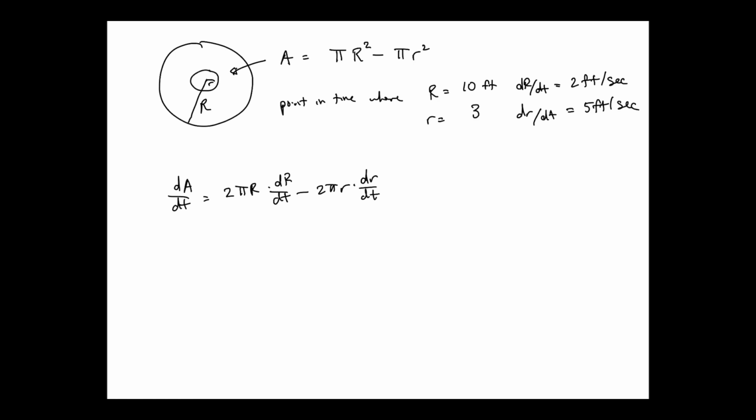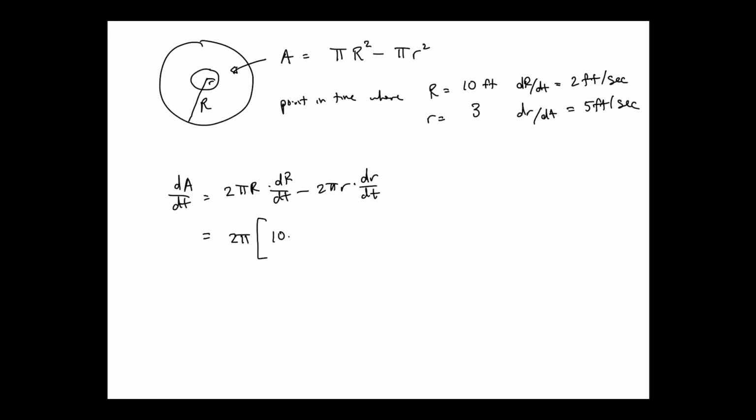And now we just need to plug in the given information. And so what do we get? Let me go ahead and factor out a 2 pi from everything. That'll make the next step a little easier. Okay, so we'd have 10 times 2 minus 3 times 5. And what do we get here? Times 5, or 10 pi.